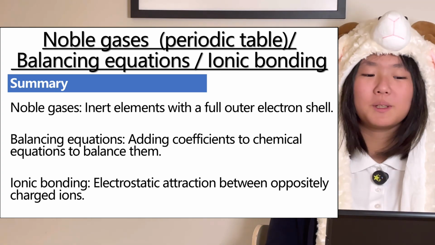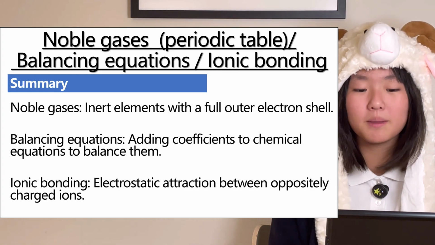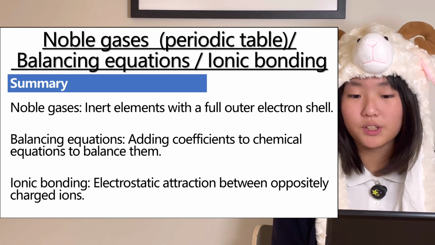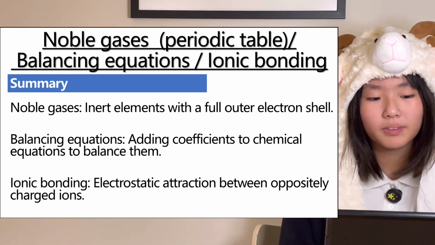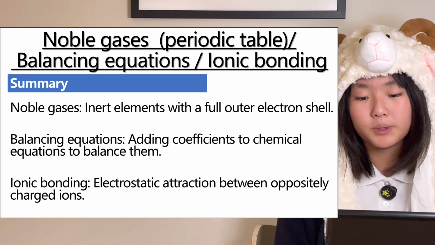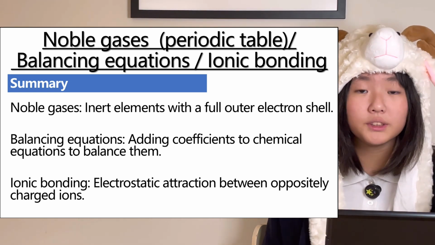Now we'll move on to the summary. Noble gases are inert elements with a full outer electron shell. You balance equations by adding coefficients to chemical equations to balance them. Ionic bonds are electrostatic attraction between oppositely charged ions, metals and nonmetals.